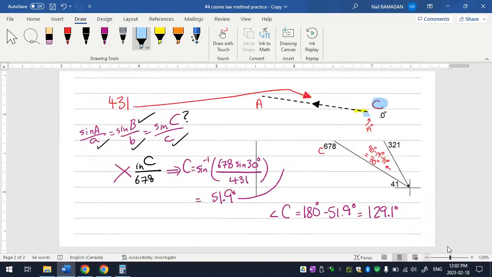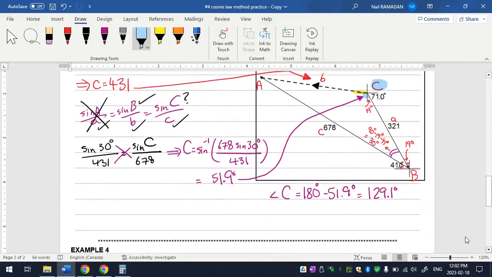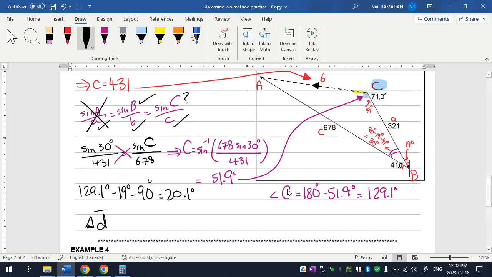So that means, let's do it here, 129.1 degrees, subtract 19, subtract 90 will be what? So that means my final answer is 20.1. Now what about my angle?